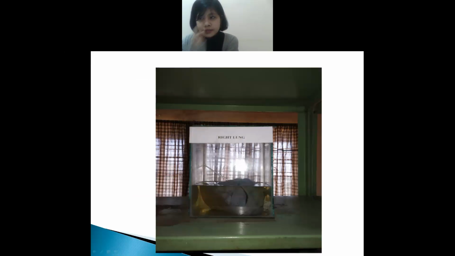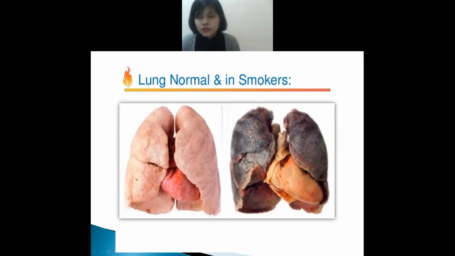Next is the lung. This is the lung. This is only the right lung, and this is the normal lung. This is a smoker's lung. Whoever smokes too much, their lungs become like this, and this is the normal lung.